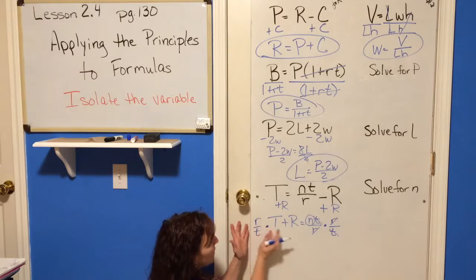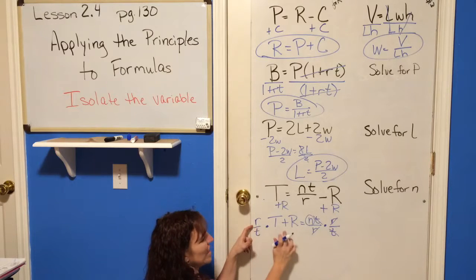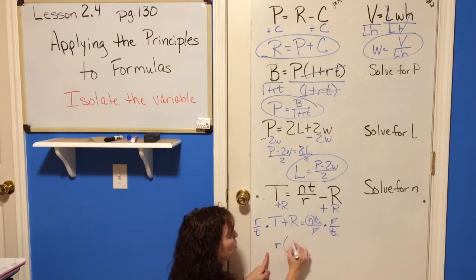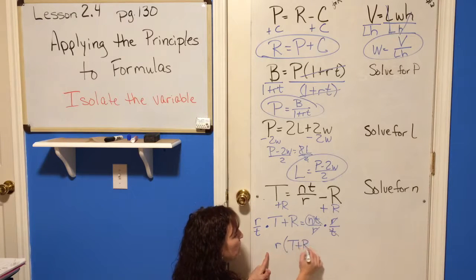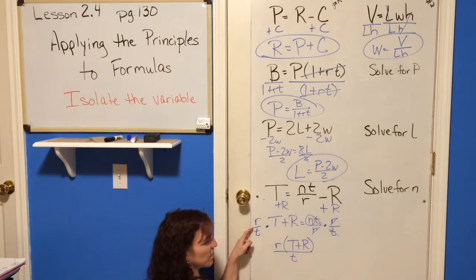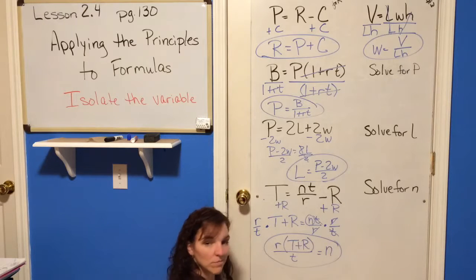So when you combine that, what that's going to look like is this. So this is R times that quantity of T plus R. So you've got the small R times the quantity of T plus R all over T. And that's going to equal the N that you wanted it to equal. Easy sneezy, you got this.